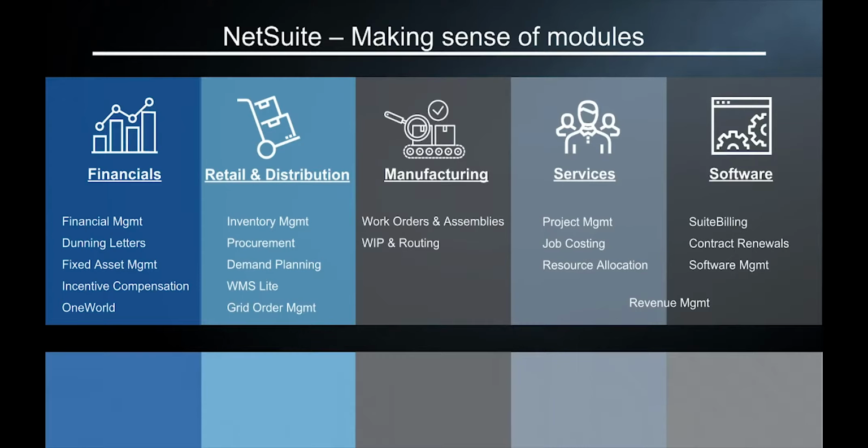Now let's make sense of all the modules that NetSuite offers. NetSuite was initially built for 5 different verticals: financial, retail and distribution, manufacturing, services, and software. At Gurus, we know that all companies are different. We know that a financial company will not be using the same requirements as a manufacturing company or as a software company.